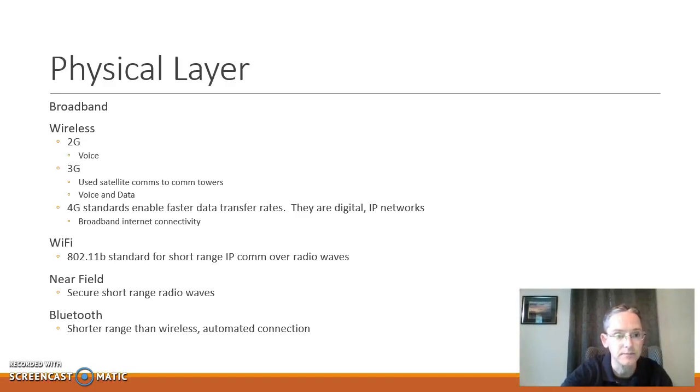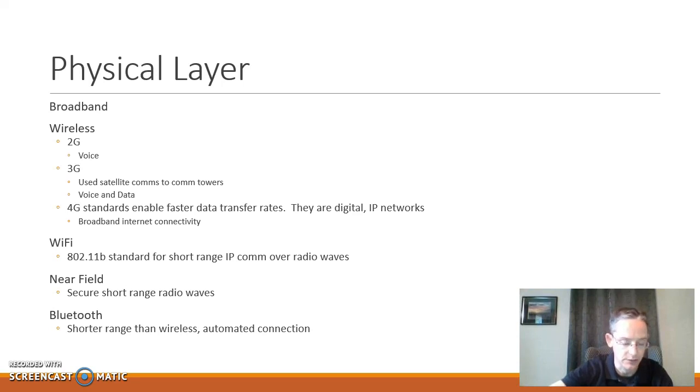The physical layer then, that's your addressing. Your physical layer is going to be broadband. We've got wireless, a number of ways to do wireless. There's 2G, which is basically voice. 3G now allowed you to do satellite comms, voice and data. 4G is the big one that everyone's using. Standards enable faster data rates and digital IP.